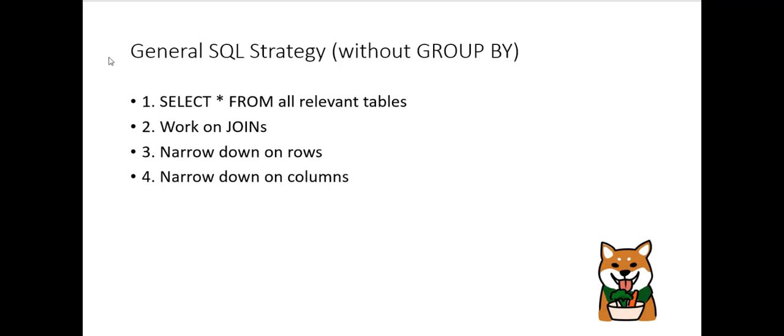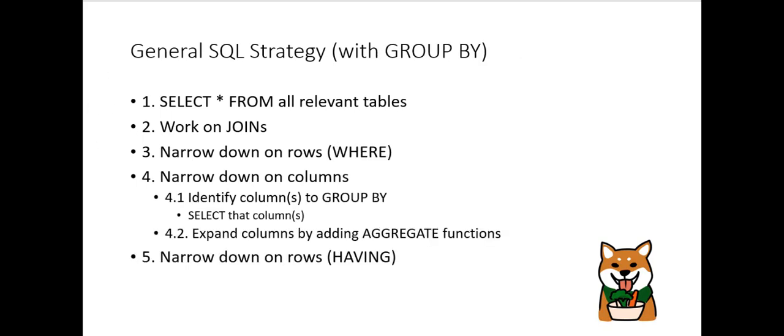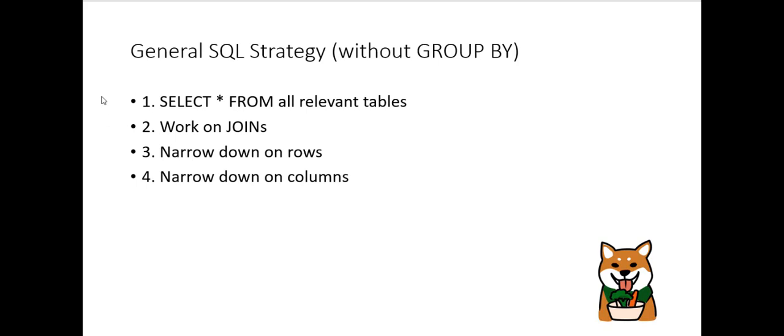Right, so here comes the general strategy that we can use to develop SQL queries. We've got 2 versions, the one without group by and another one with group by. Let's start with something easier, the one without group by. Basically, the development process is divided into 4 steps: select star from all relevant tables, work on the joins, narrow down on rows, and narrow down on columns. In the remaining part of this video, I will give you a few examples to demonstrate the usage of this strategy.